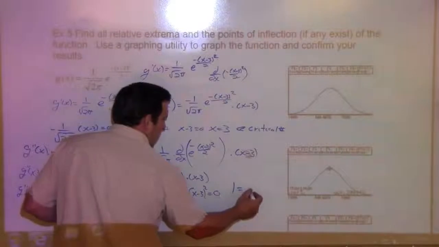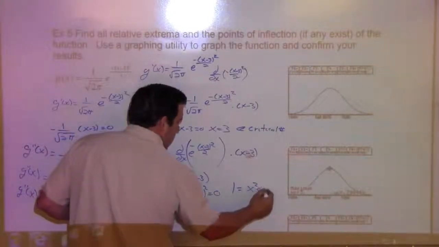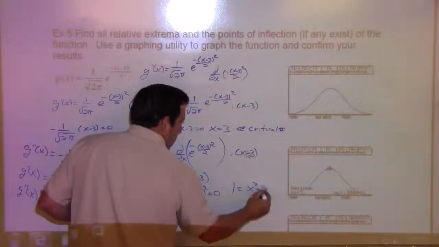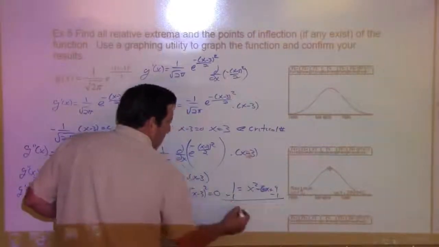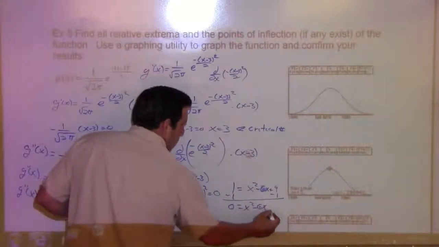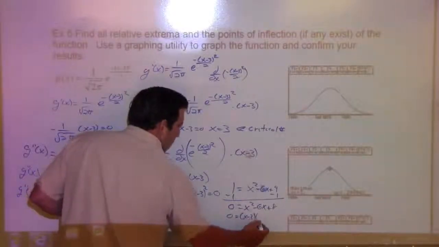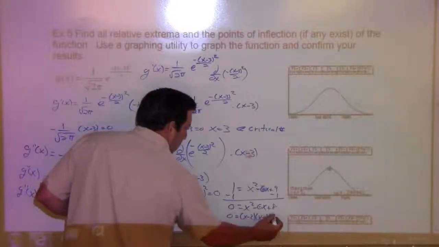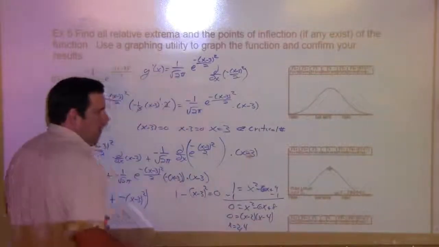It means 1 equals x minus 3 squared. I'm going to FOIL that out: x squared minus 6x plus 9. If I subtract 1 from both sides, we have 0 equals x squared minus 6x plus 8. So 0 equals x minus 2 times x minus 4. So x equals 2 and 4. Those are the inflection points.